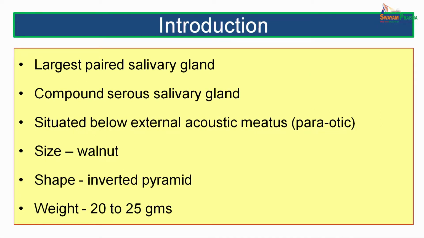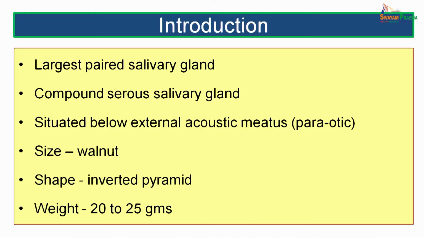Introduction. Parotid gland, para-otic, around the external auditory meatus. The parotid gland is the largest paired salivary gland. It's a compound serous type of salivary gland. It is situated below and in front of the external acoustic meatus. That's what we've already said, para-otic. It's the size of a walnut. The shape is inverted pyramid shaped and it weighs about 20 to 25 grams.